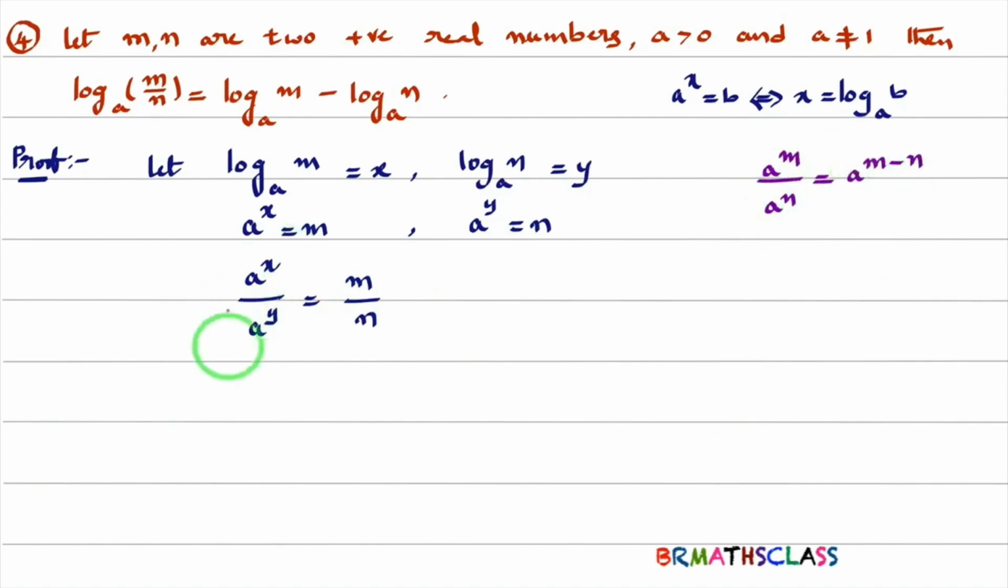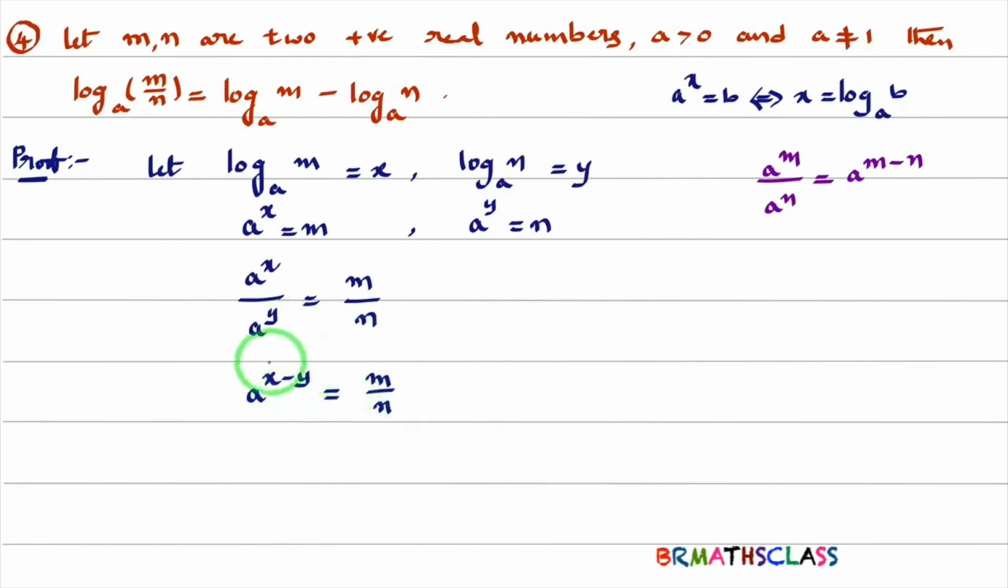Correct? So please observe here, a^x divided by a^y is what? a^(x-y) equals m divided by n. I hope you are understanding. Now if you observe this, it is of which form?